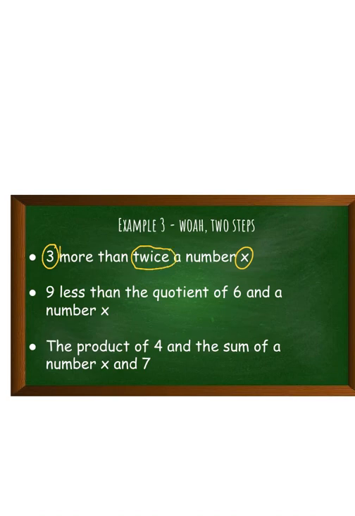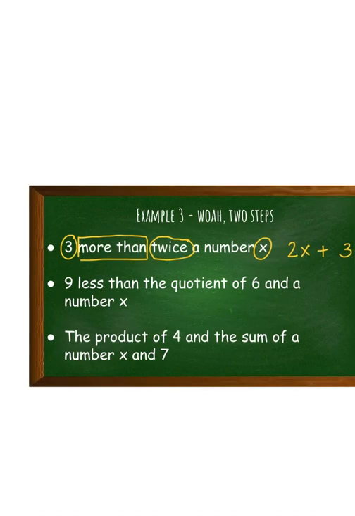So we've got 3 more than is a keyword, okay? So more than means 3 is going to come at the end, and twice a number x just means we go 2x plus 3. We did plus because it said more than, and twice a number x would just mean that we have 2 times that number x, okay? If it said 3 more than triple a number x, it would be 3x plus 3, okay?